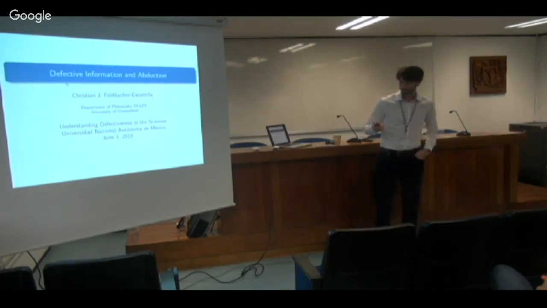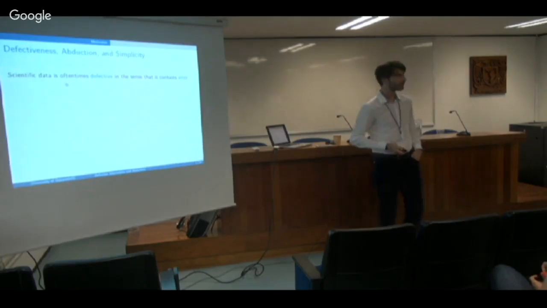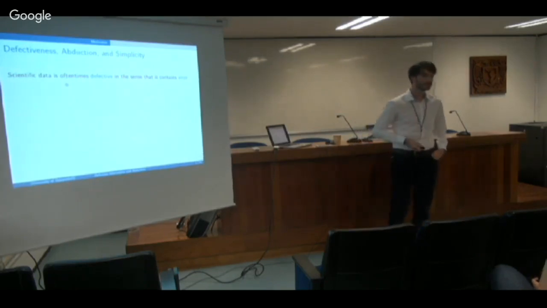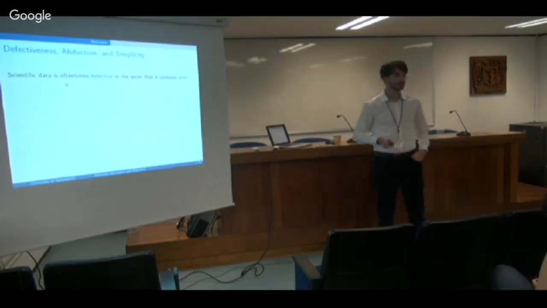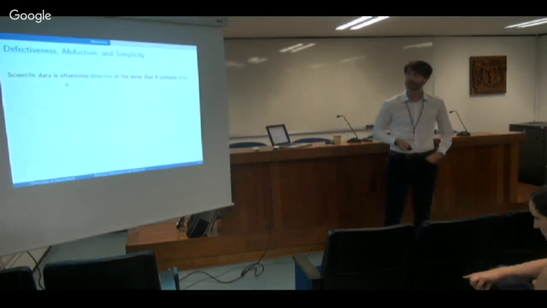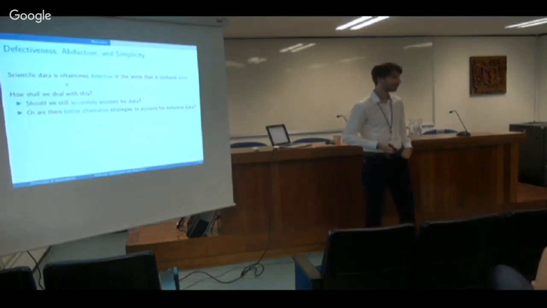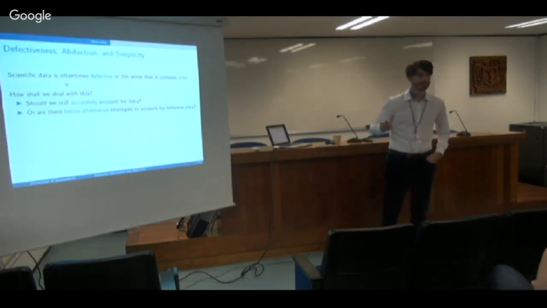So I'm speaking about defective information and abduction. And the problem I want to start with is that in scientific theory building, we very often rely on data which is defective in the sense that it contains errors. And then the question is, how should we deal with this? How should we get along with this? And there's basically two options.